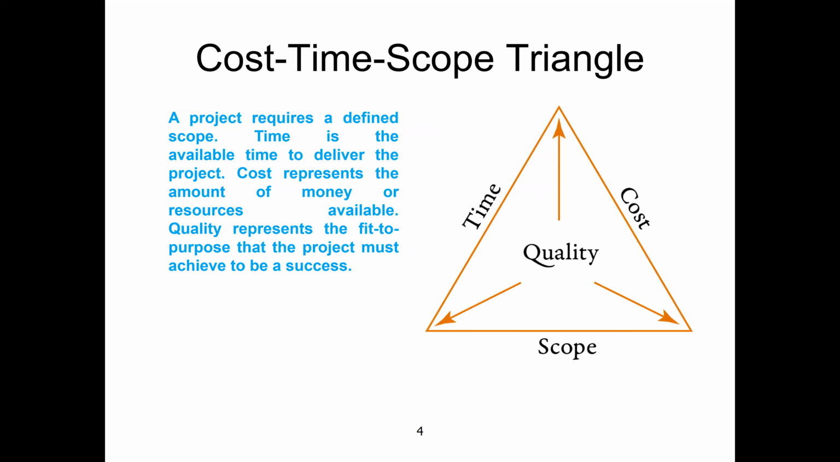Some people call these project constraints: the cost, time, scope triangle. You see on one side we have the cost of the project, the scope of the project, and the time of the project.